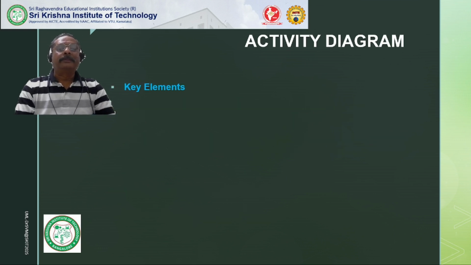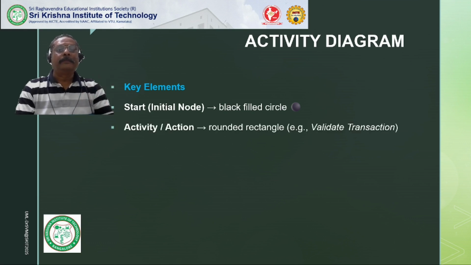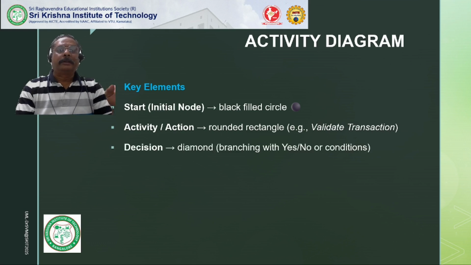So the key elements in an activity diagram are the start or the initial node. It's a black filled circle which says that this is where our activity begins. And then we have activity or actions. That's a rounded rectangle. For example, validate the transaction is one activity or action, so that will be shown with a rounded rectangle.